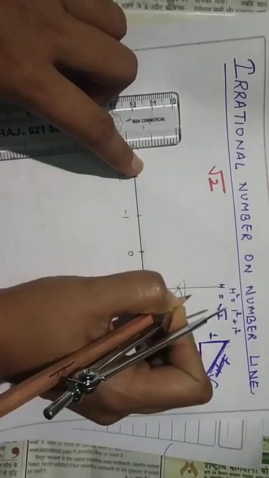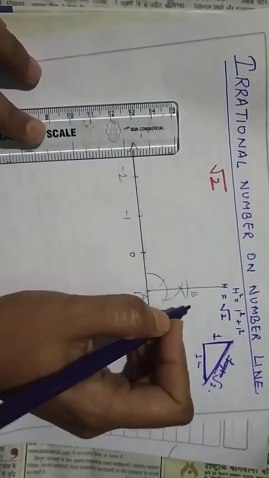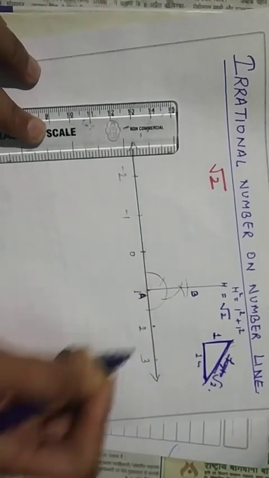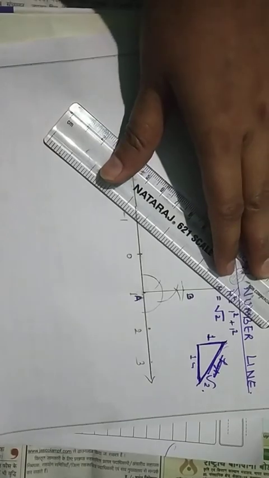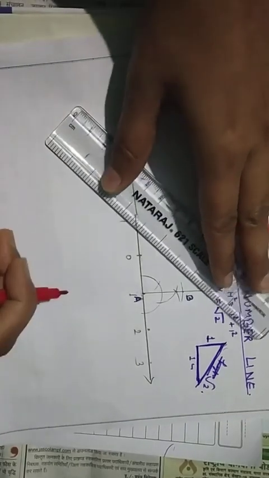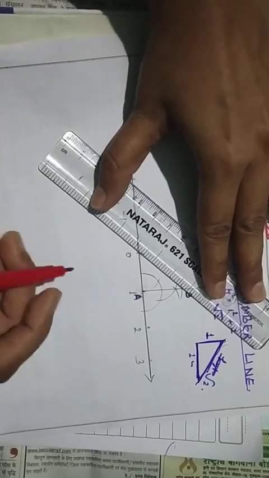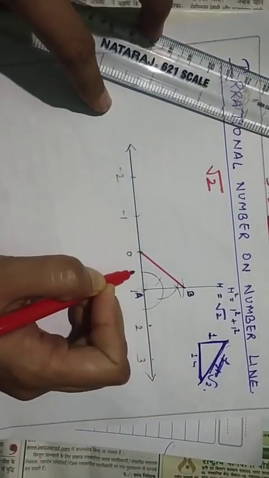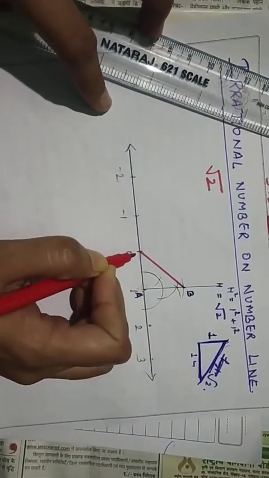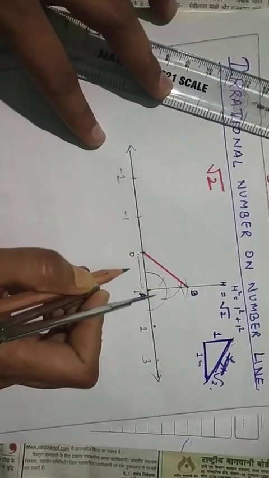Suppose this point is A and this point we will take as B. Got it? This is B, this is A. Now join this point and this point. I am going to join it with the help of a red sketch so that you can understand. This distance is under root 2. Because this is 1 unit distance, from here to here, it is 1 unit.